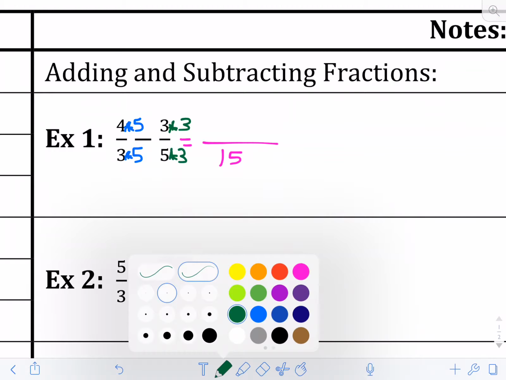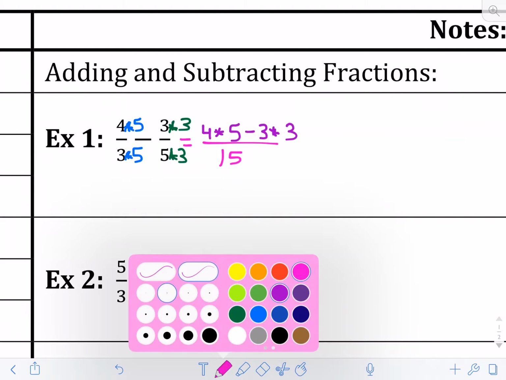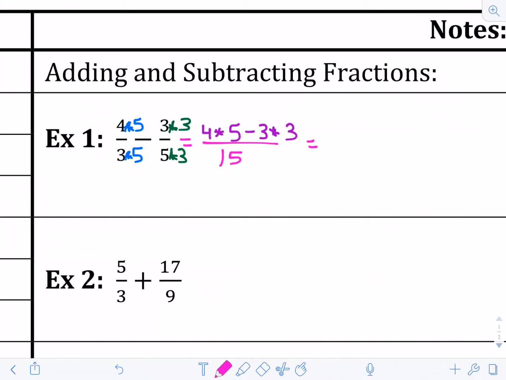So I'm going to rewrite this and make it nice and pretty. So I have 4 times 5 minus 3 times 3. Okay, so I'm going to go ahead and reduce this. 4 times 5 is 20. 3 times 3 is 9, and that's over 15. 20 minus 9 will give me 11, and that's 11 divided by 15. And I can't reduce that because 11 is a prime number.